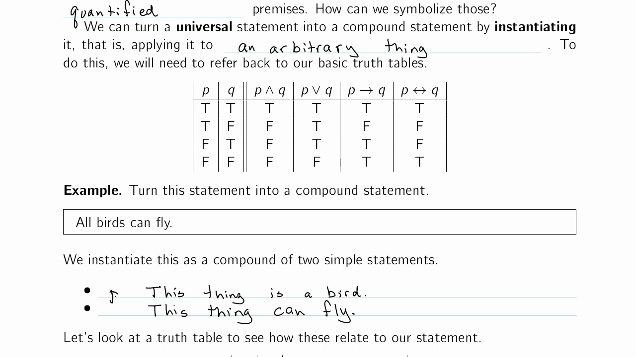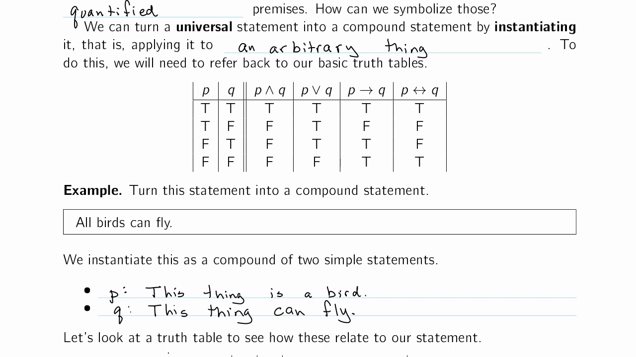But whatever it is we're talking about, statement P is that it's a bird. Statement Q is that it can fly. When we're working with arguments, if there's some specific individual the argument is about, that's what we're going to plug into these categories.